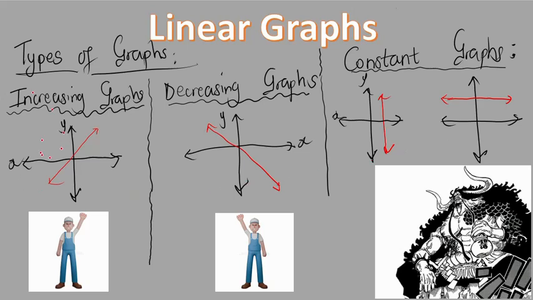Let's go through it again. Increasing graph to the direction of your right hand side, decreasing graph to the direction of your left hand side, and constant graphs, which are not increasing or decreasing. It's either you have a vertical constant graph or you have a horizontal constant graph. We good? So now, how is this influenced by anything, right?